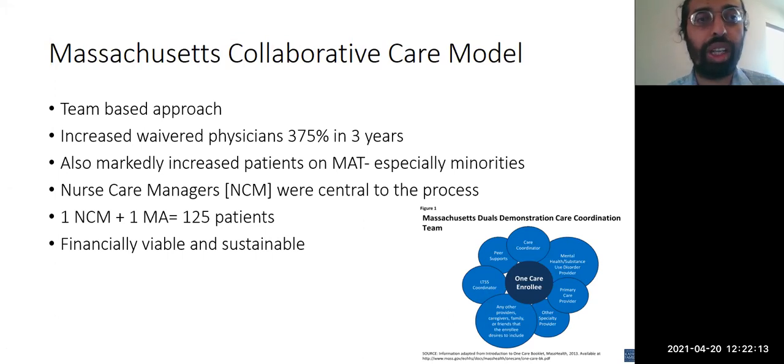Central to this process were nurse care managers. And nurses are often utilized in this way, as Dr. Maley pointed out, in many other models that have been emerging, right? And what the authors reported is that a team of one nurse care manager plus one medical assistant could see a total of about 125 patients, right?